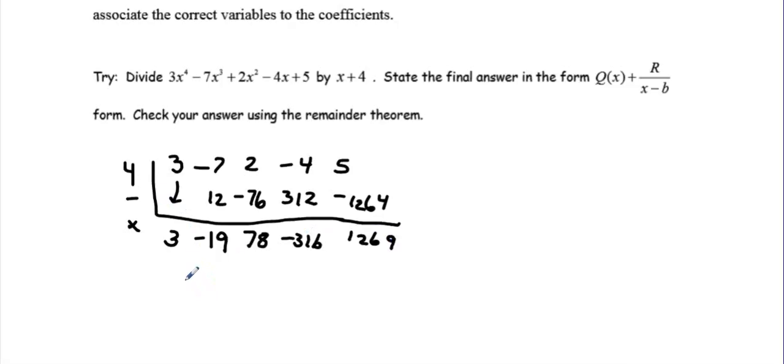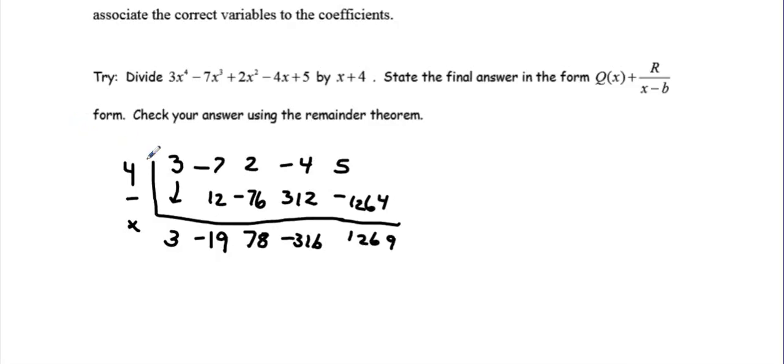So once we do all of the multiplying, I brought the 3 down, that kick-started things. 4 times 3 is 12. 7 minus 12 is minus 5. 4 times minus 5 is minus 20. 2 minus 20 is minus 18.